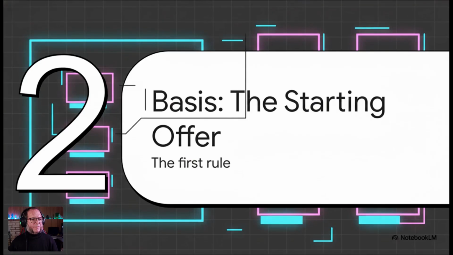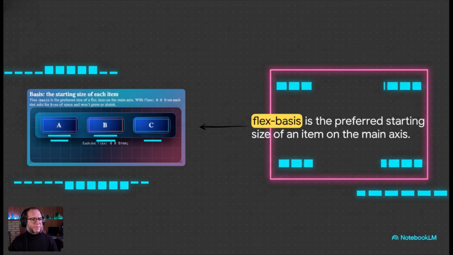First up, we have the opening bid, Flex Basis. Think of Flex Basis as the ideal size an item wants to be, before all the deals start getting made. It's the item's way of saying, here's my starting offer. Then, the container looks at that number and decides if it's even realistic.